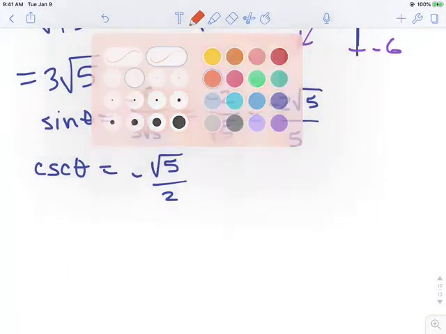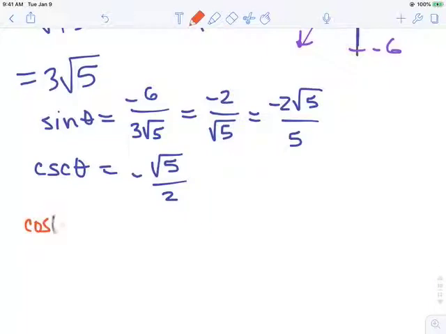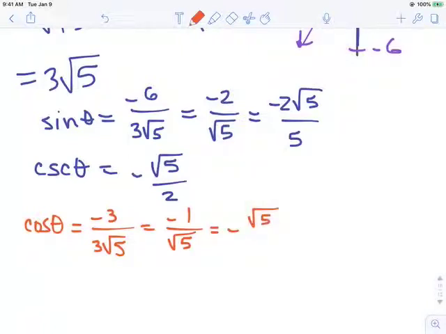How about this one? Cosine of theta. What was my x value again? Negative 3. What was my radius? 3 root 5, right? This is on your paper, so I should hear more than just a couple people. Well, let's simplify with the 3s first. 3 divided by 3. So negative 1 over root 5. If you rationalize the denominator, you get a negative root 5 over 5.